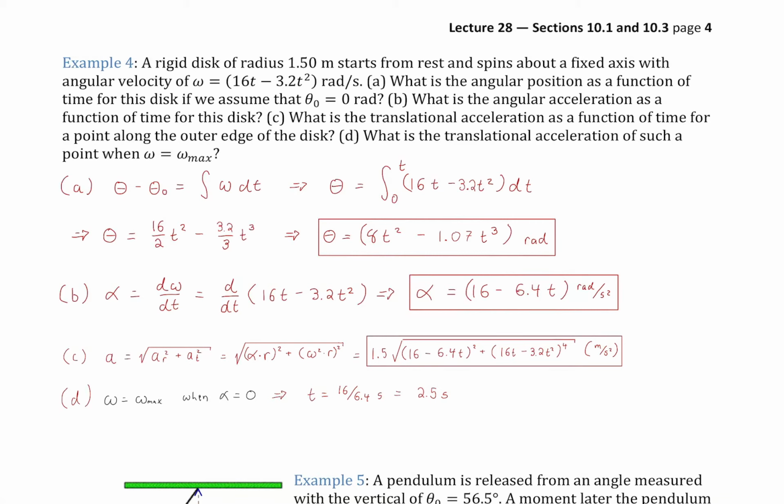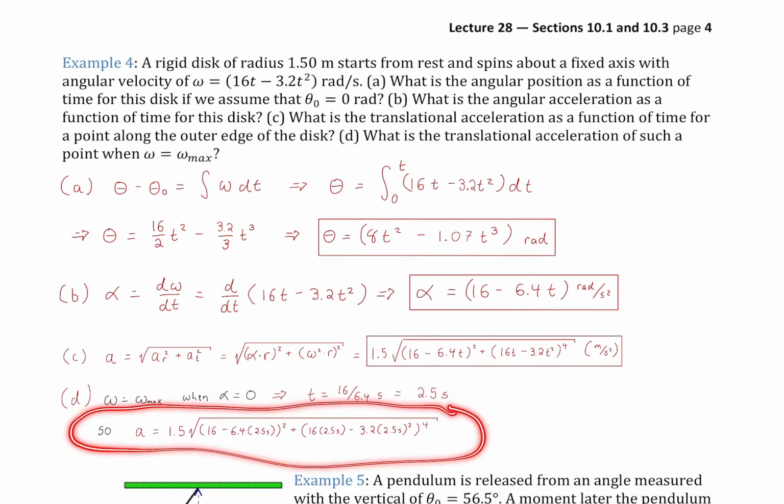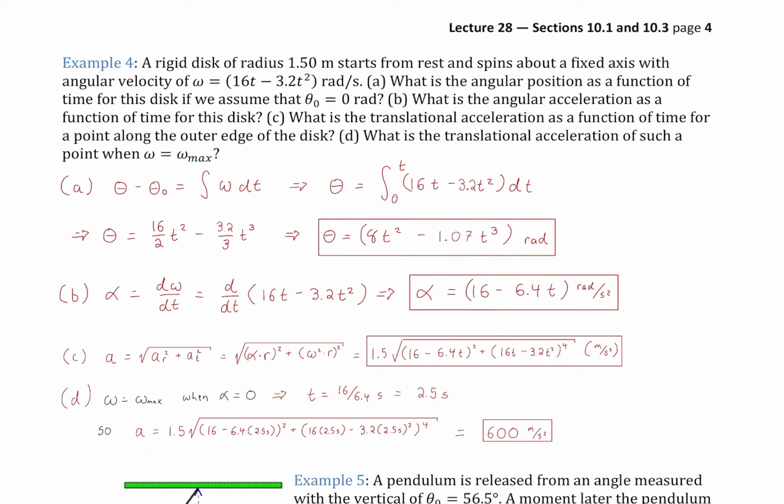And so then we just have to solve this function for t, which is as simple as subtracting 16 from both sides, dividing both sides by negative 6.4. So then t is just 16 divided by 6.4, or 2.5 seconds. Wonderful. Then we're going to plug that 2.5 seconds into this expression here. That's all I do here. Plug it in, and amazingly, it gives us an integer, 600 meters per second squared.